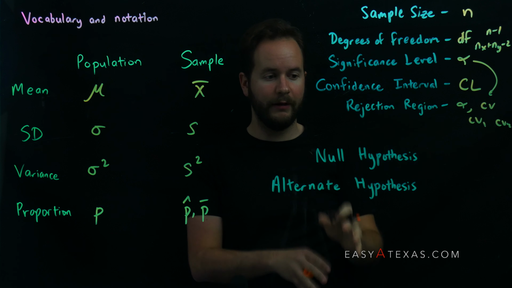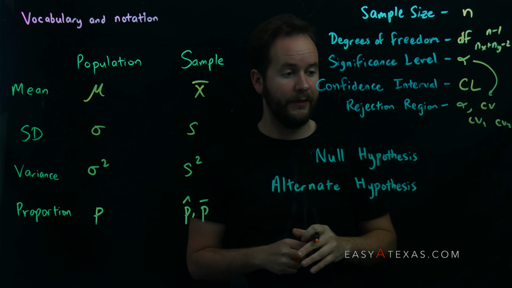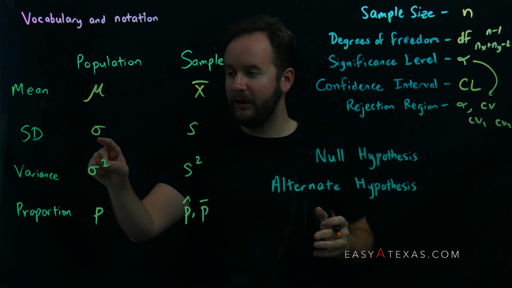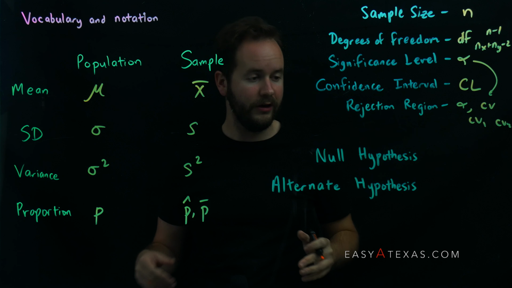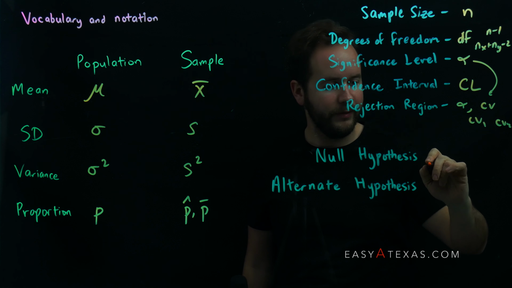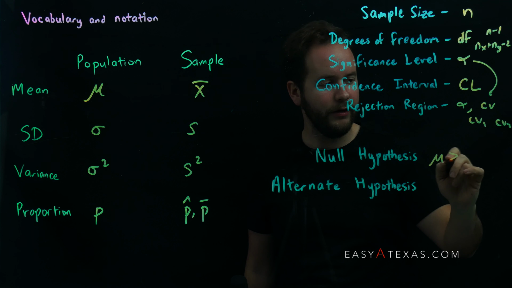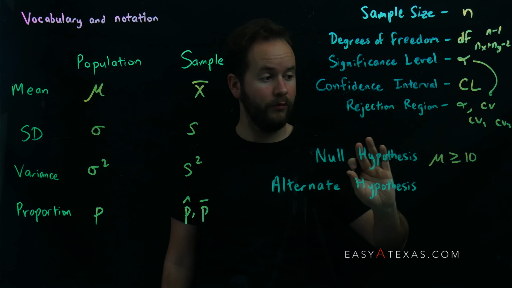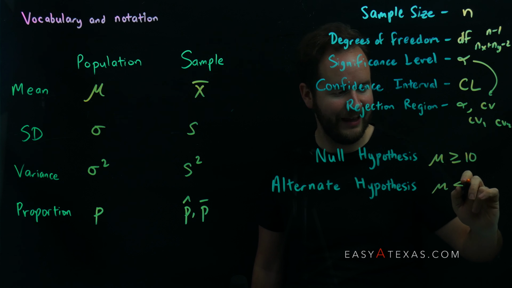And then the last thing I want to talk about is null hypothesis versus alternate hypothesis. Sometimes we're making a claim about a parameter, like a population mean or standard deviation or proportion, and we'll write something like the population mean, mu, is greater than or equal to 10. The alternate hypothesis will be the flip of that. That is to say, if mu is greater than or equal to 10 for the null hypothesis, then the alternate hypothesis will be mu is less than 10.